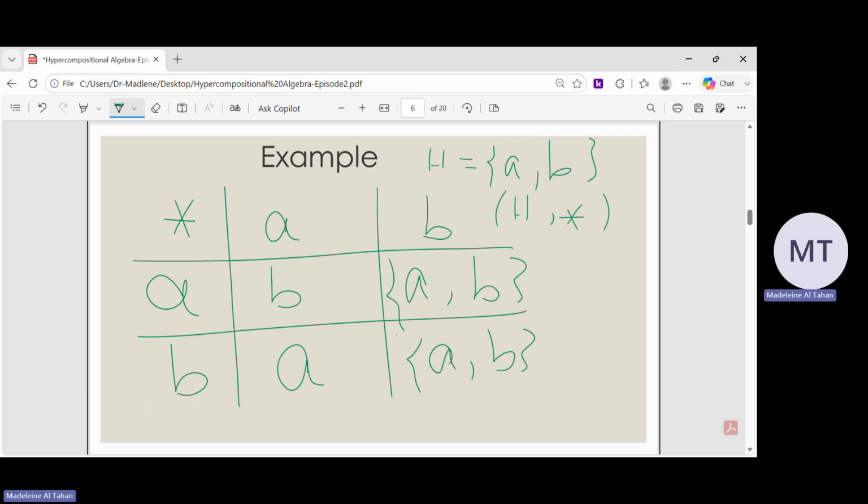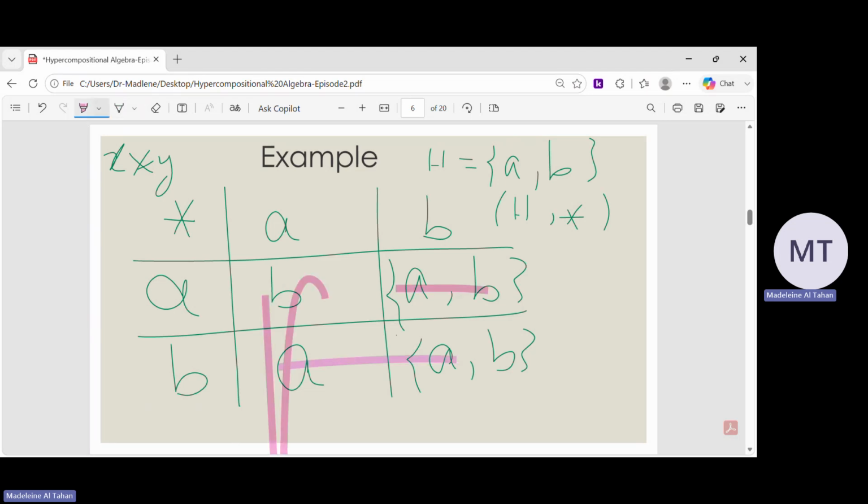Now, why is it a hypergroupoid? If you look at any two elements in H and we take x star y, do we have an empty set in any case here? None of these is empty. Plus, every one of these is a subset of H. So in this way, (H, star) is a hypergroupoid.